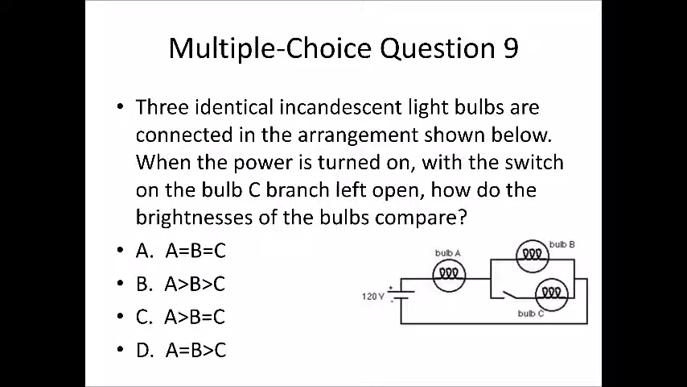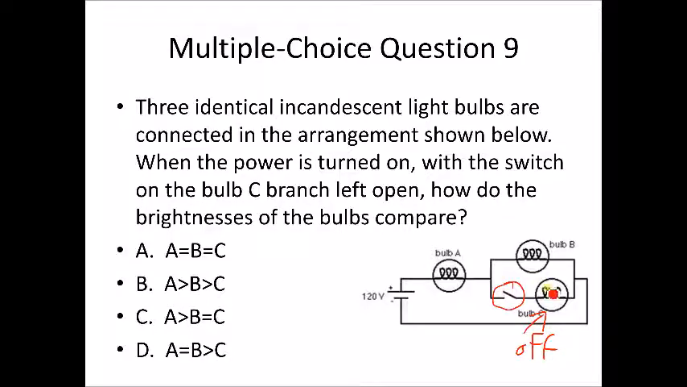All right, here's multiple choice question number 9. 3 identical incandescent light bulbs are connected in the arrangement shown below. When the power is turned on with the switch on the bulb C branch left open, so notice that branch right now is open, how do the brightnesses of the bulbs compare? Well, first of all, if this branch is open, no current runs through this branch. That means that bulb C is off. So we know it's not going to have any brightness.